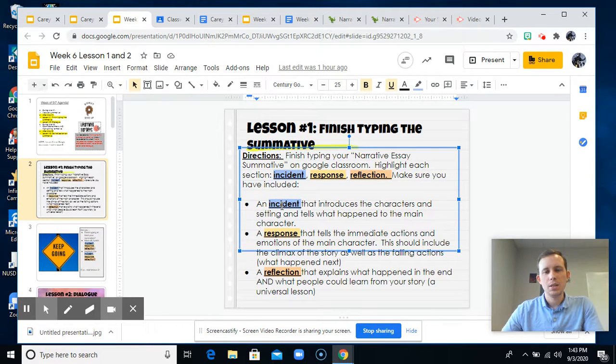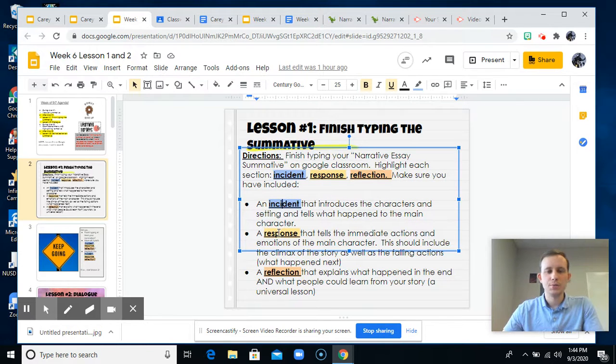An incident introduces the characters and the setting, right, the exposition. And it also tells what happened to the main character. That would be the rising actions, the things that happen to your character as the story progresses.